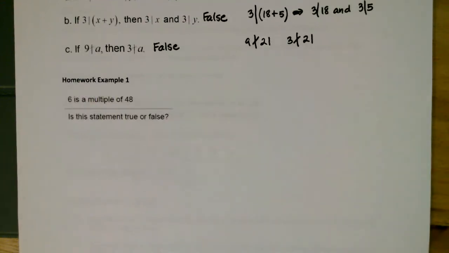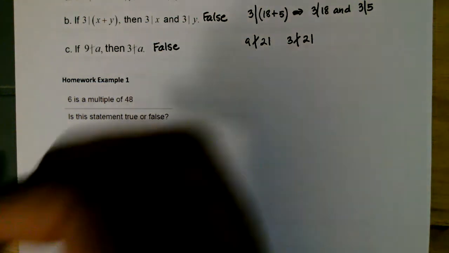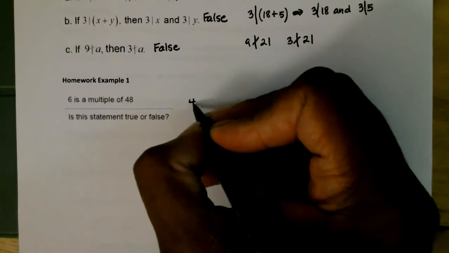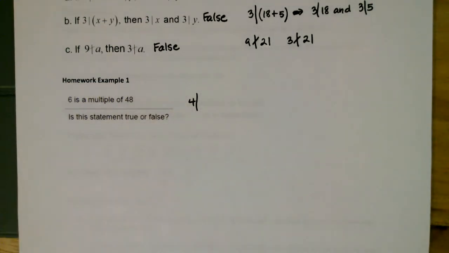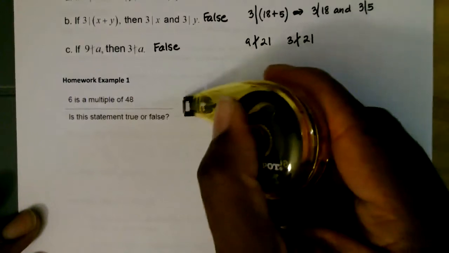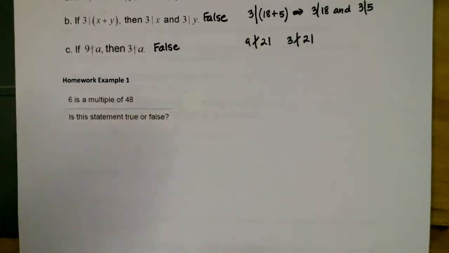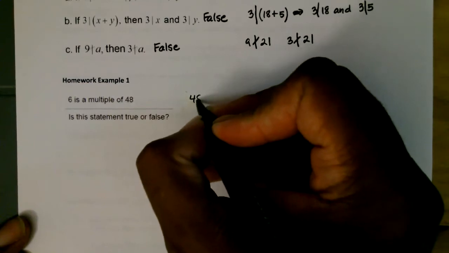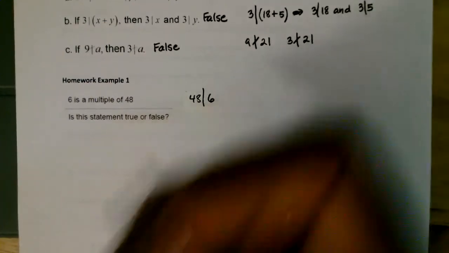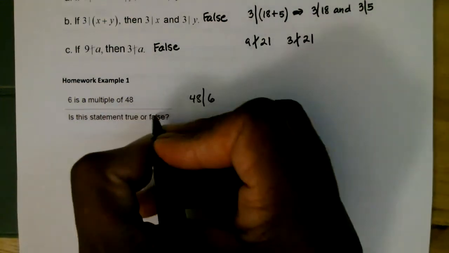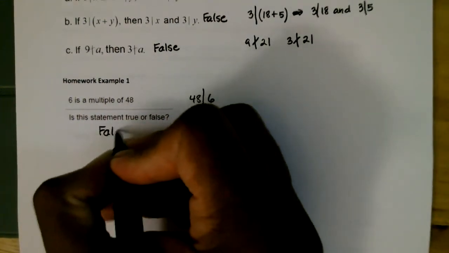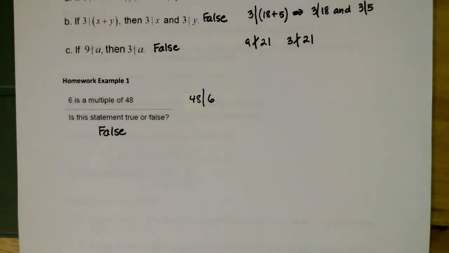All right, now let's take a look at this first homework example here, where it says 6 is a multiple of 48. So what that's really trying to tell you is 48 divides 6. Can 48 go into 6 evenly? That answer would be no. So that means that this statement, 6 is a multiple of 48, is going to be false.